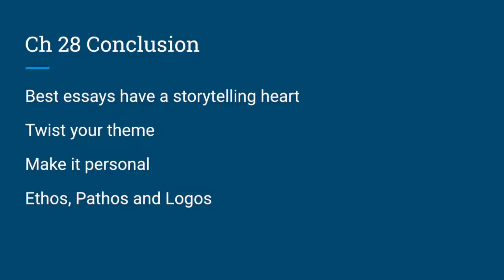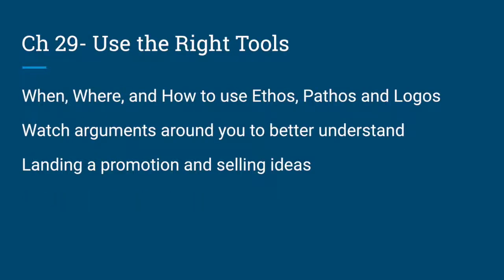By using ethos, pathos, and logos, you are able to connect with the reader in a new way, making your persuasive essay successful. In the same way as Chapter 28, Chapter 29 uses the three artistic proofs to support the main ideas. Chapter 29 is all about using the right tools, so when, where, and how to use ethos, pathos, and logos.